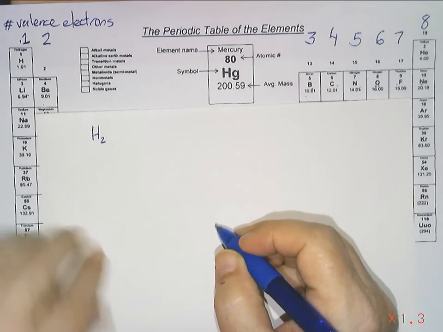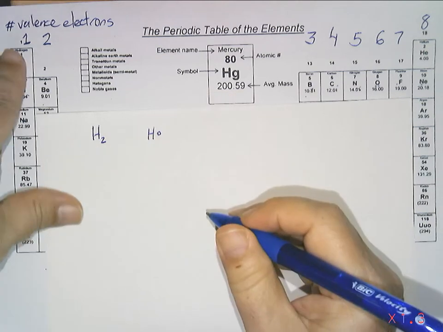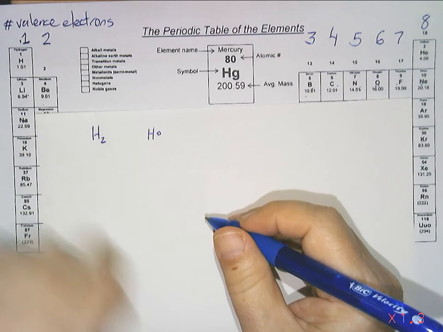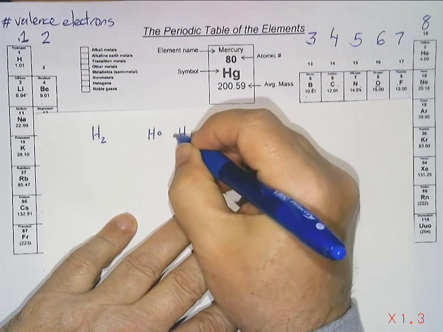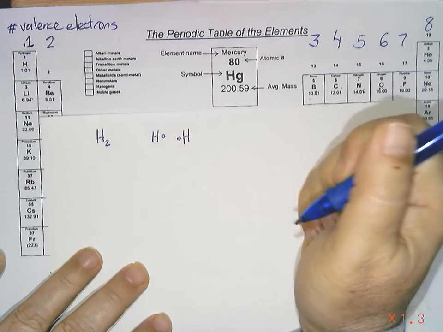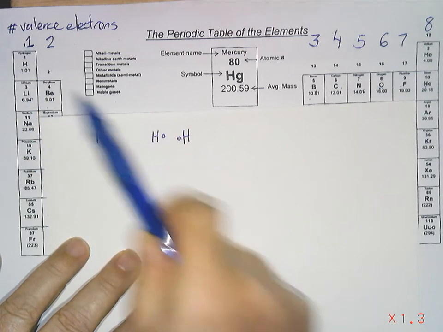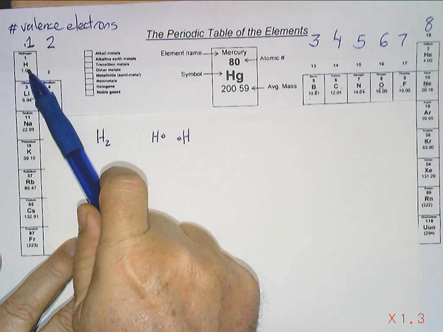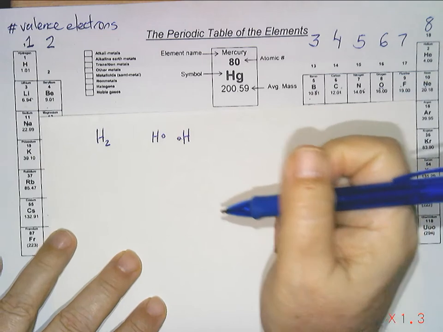Now, if I draw the Lewis structures for the atoms that are inside there, there's one electron in the valence shell for hydrogen. So there'll be one dot there. And here's the other one. All right. Now, what can they do to get an octet? How can they come together to make an octet? Well, they can't. They don't really want an octet. They want to be like the nearest noble gas, which is helium. Helium's got 2.